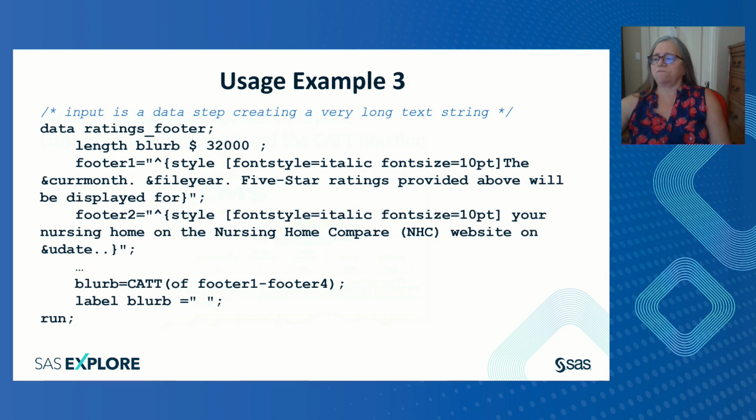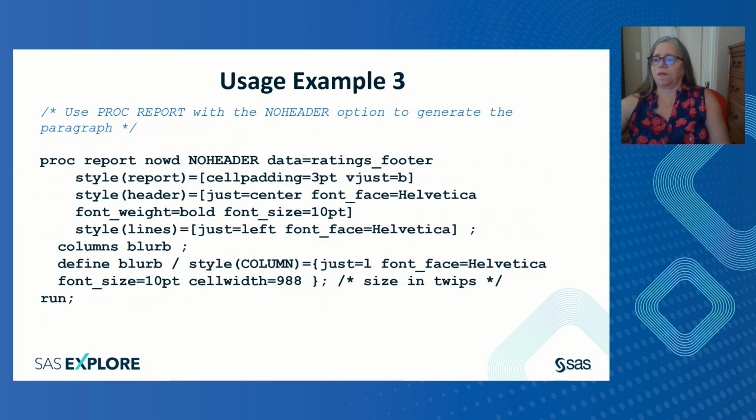And if you notice in footer 2, there is a space at the beginning of that sentence. And when you concatenate it, that allows you to create essentially a paragraph. We use PROC report with the no header option to generate the paragraph. As you can see, it resulted in a paragraph that printed out at the top of the report shown a couple slides ago.